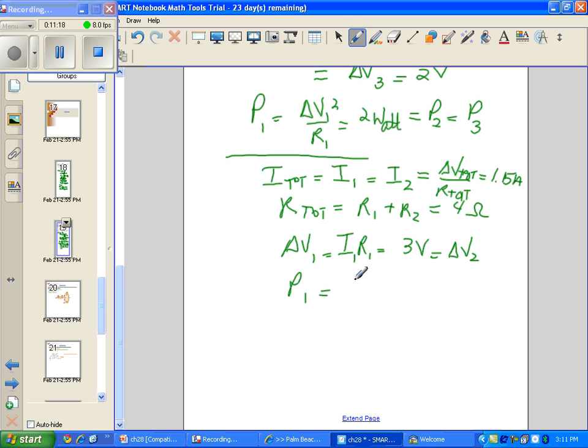P1 equals delta V1 squared over R1, which is 3 volts squared over 2 ohms, gives us 4.5 watts, which is also equal to P2. And P total, which is delta V total over R total, is equal to P1 plus P2. In other words, 9 watts. Next question.